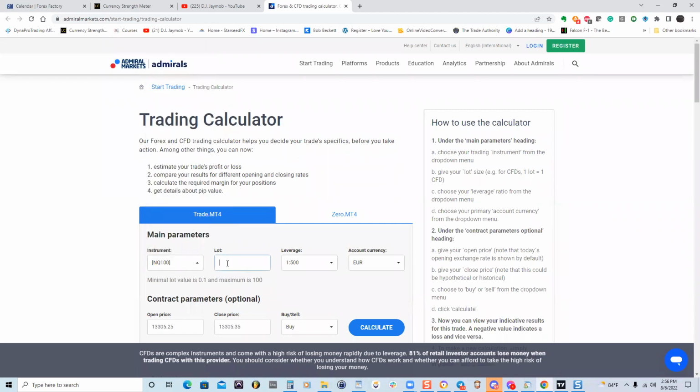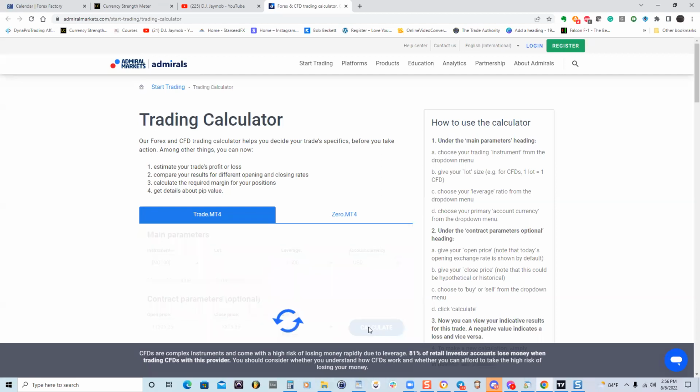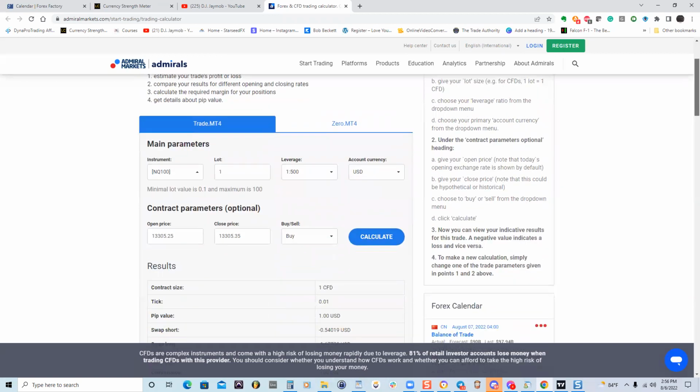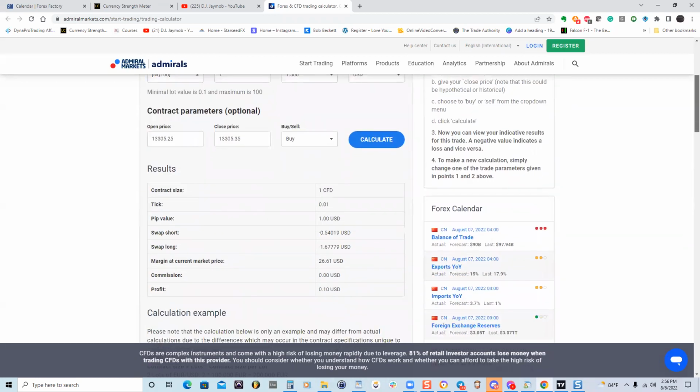If you change the currency amount to USD, or you could have just left it at one standard lot, it's going to break all that down. Choose USD on the currency amount, hit calculate, and scroll down. You can see the results right here. A tick of 0.01 is $1 US.